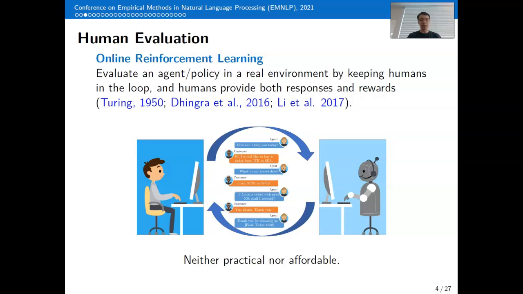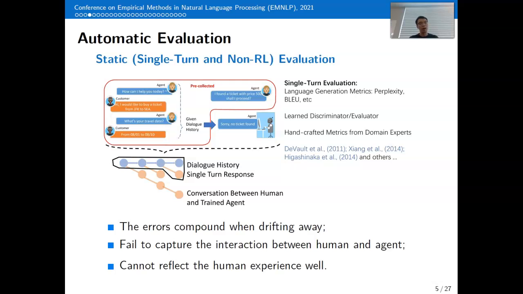The most ideal approach will be human evaluation, which is essentially an online reinforcement learning setting, where we evaluate an agent or policy in a real environment by keeping humans in the loop, and humans provide both responses and rewards. This is also called a Turing test. However, such Turing test is neither practical nor affordable. So some automatic evaluation approaches are proposed to alleviate human effort.